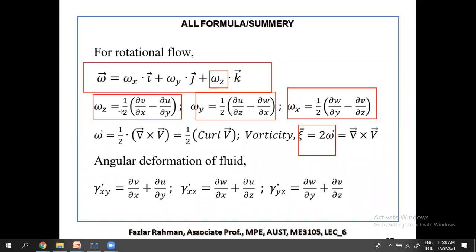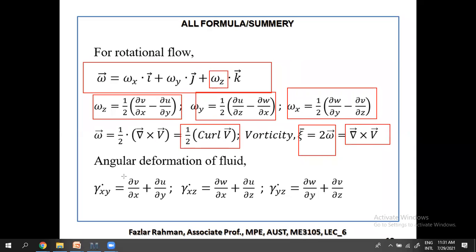That's why they put a 2 over here, because when you multiply by 2, ultimately this half will be gone. If we are not putting half over here, then vorticity will be equal to the rotational vector, right? But anyhow, they define it like that. Twice the rotational vector is called vorticity. That's why they already put half over here. And in short form, you can say this is the vorticity, and half of curl V is the rotational vector.